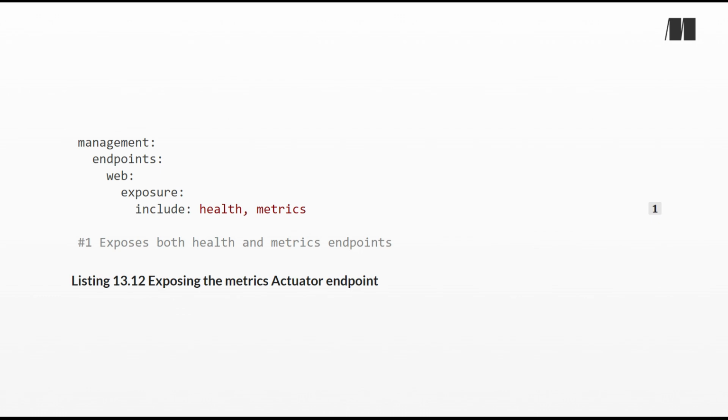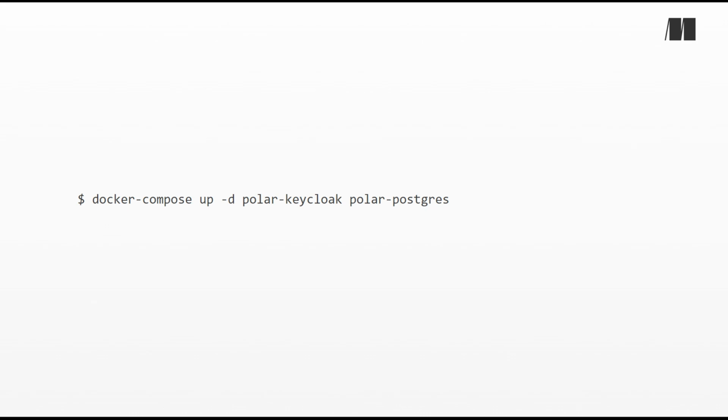In your catalog service project, catalog-service, update the application.yml file to expose the metrics endpoint via HTTP. Listing 13.12, Exposing the metrics actuator endpoint. Ensure the backing services required by catalog service are up and running with the following command. Then run the application, ./gradlew bootRun, and call the /actuator/metrics endpoint.